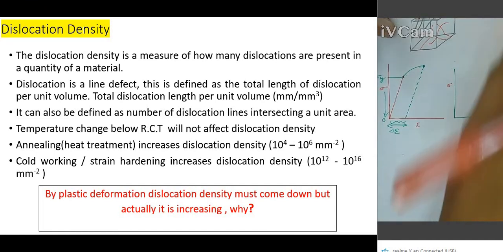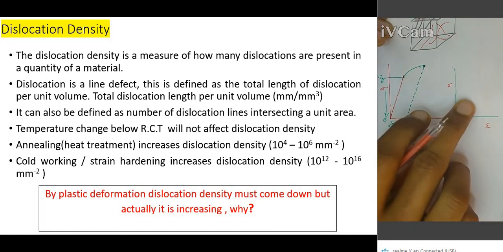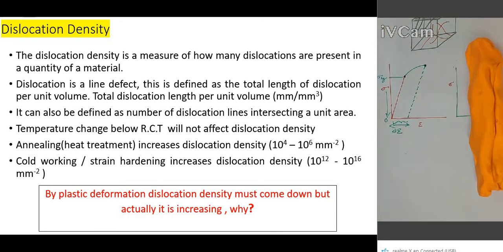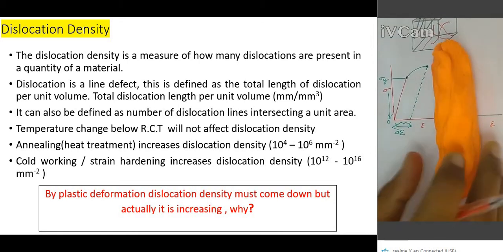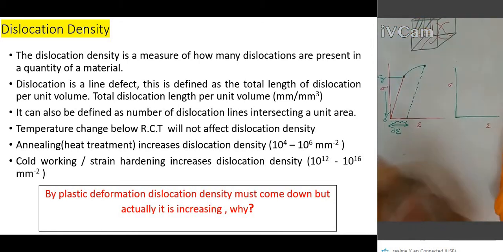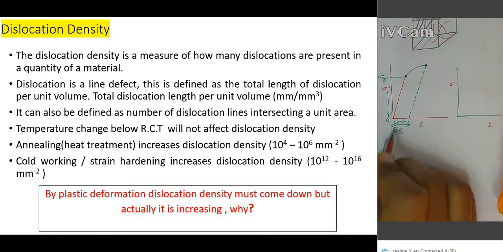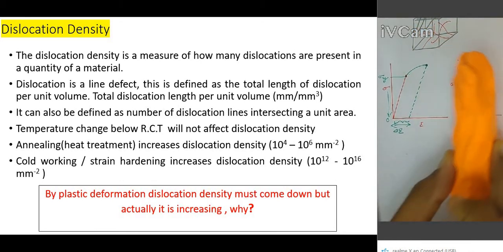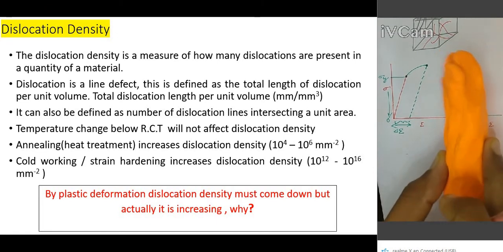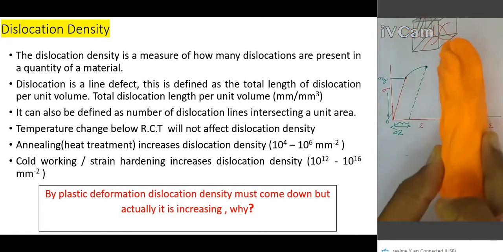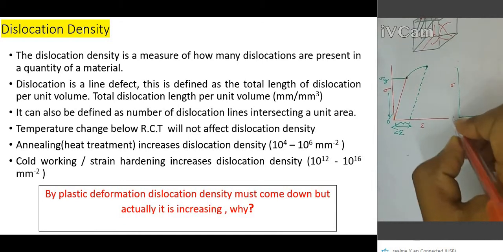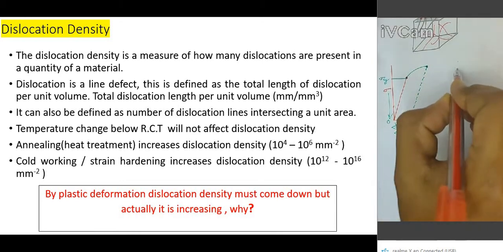Here I am again drawing the stress strain diagram, but here I am using the deformed specimen for testing. The length of the specimen has increased, some amount of strain is retained inside the material, and that material is used for testing. So when I use the deformed material for testing, this will be the stress strain diagram.